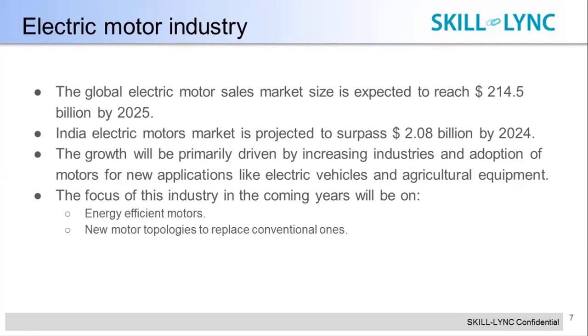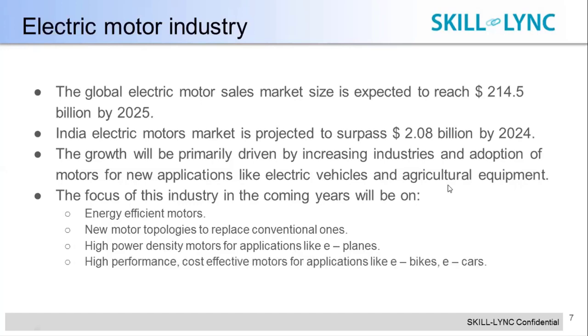For advantages like there may be cost benefit, there may be efficiency benefit, or the size of the motor is better as compared to the conventional one. So all the previous or conventional motors are being replaced. Then high energy power density motors for applications like e-planes. If you have to put a motor on a plane or even a vehicle, there are very specific characteristics required: the motor has to be very high energy density so that the weight of the motor is very less. Same is true for other types of vehicles also.